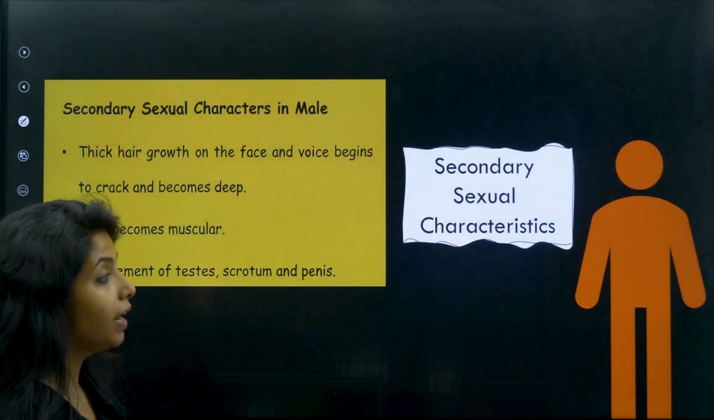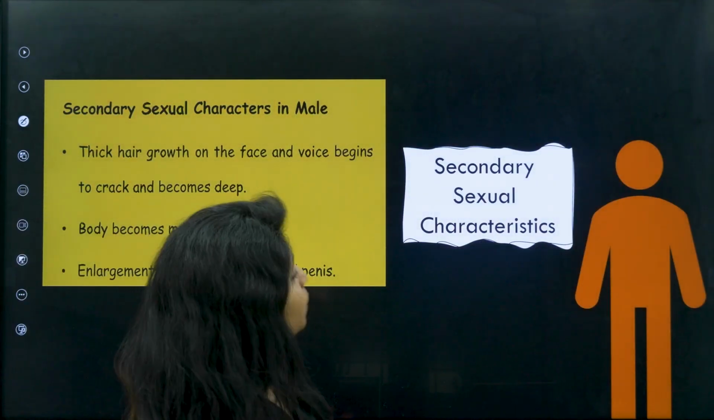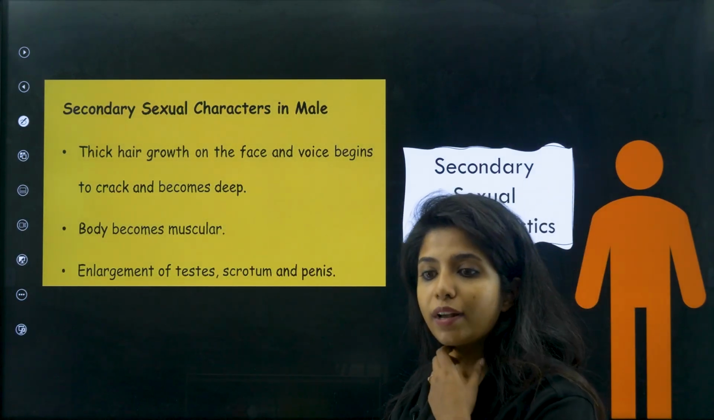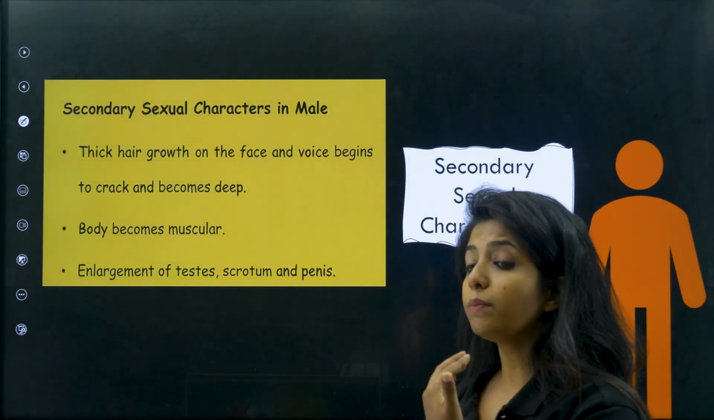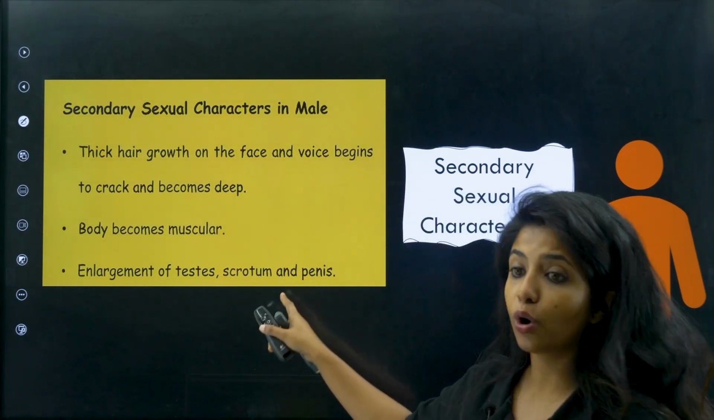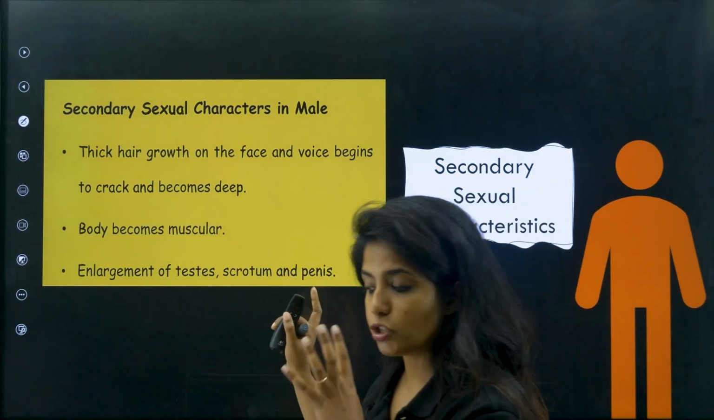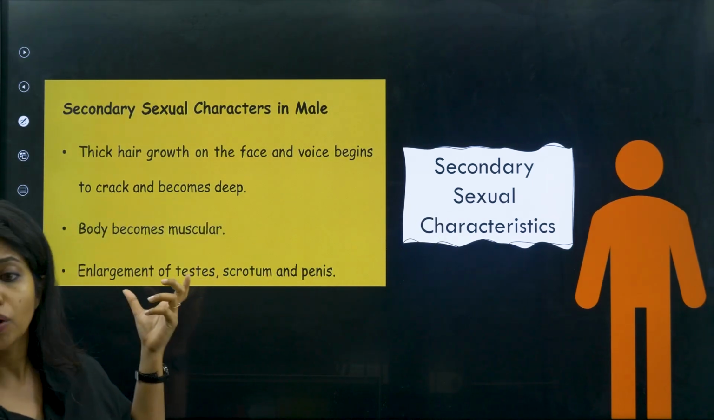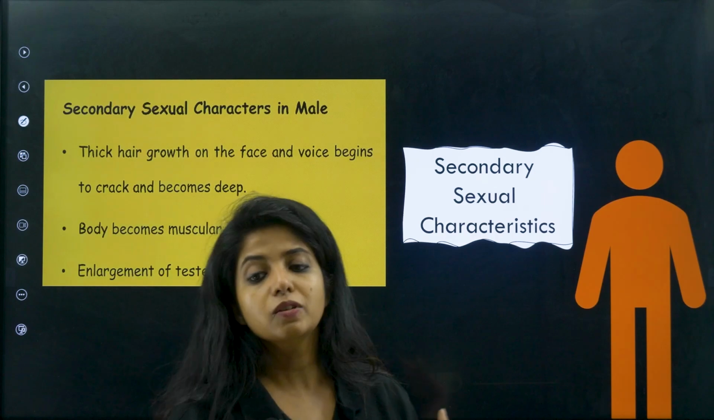Going ahead, if you talk about men, there will be thick hair growth on the face, and the voice begins to crack and becomes deep. The body becomes more muscular. There will be enlargement of the testis, scrotum and penis, which are their external genital organs. They are responsible for sperm formation.